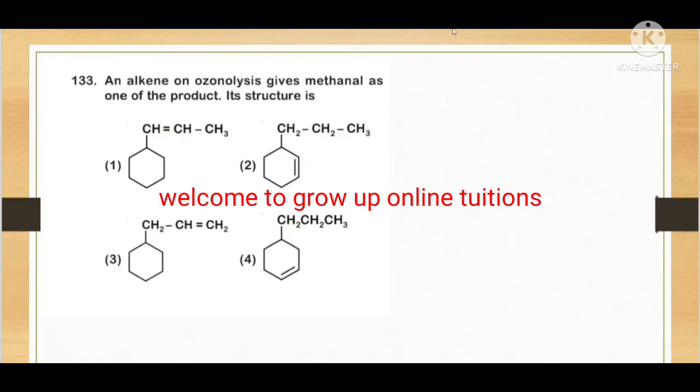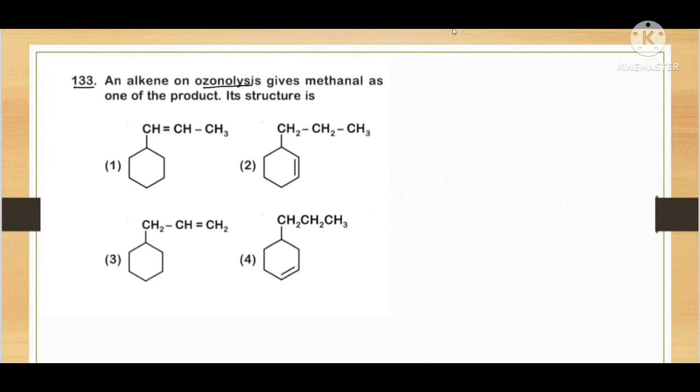Now let us discuss the 133 question. An alkane on ozonolysis gives methanol as one of the products. First of all, let us try to write the structure of methanol. Methanol means bond C double bond O bond hydrogen. Here they are asking, among the four options, which compound on ozonolysis gives methanol as one of the products.